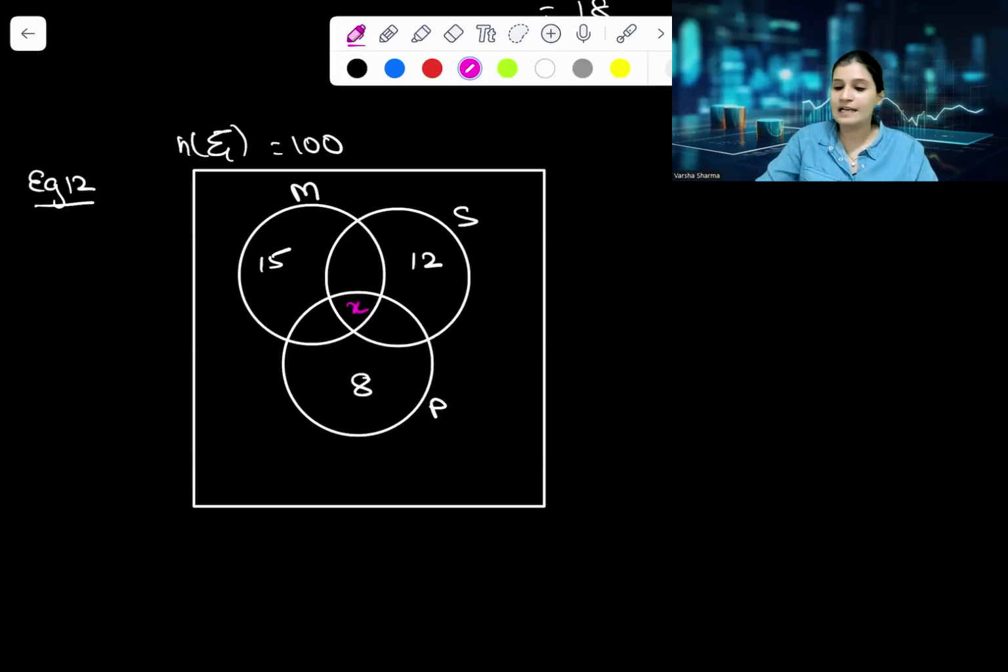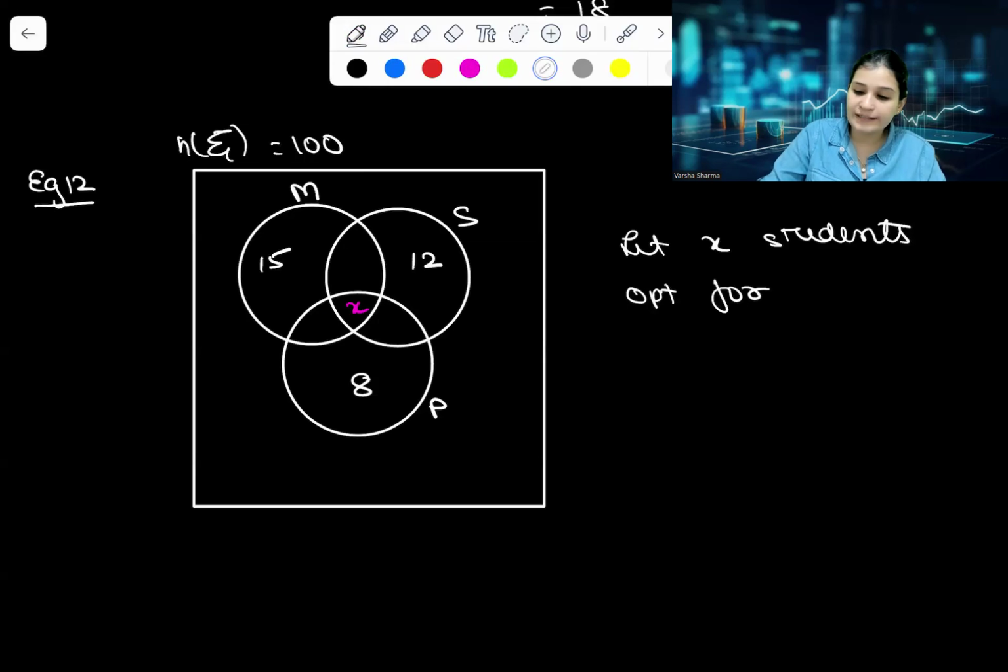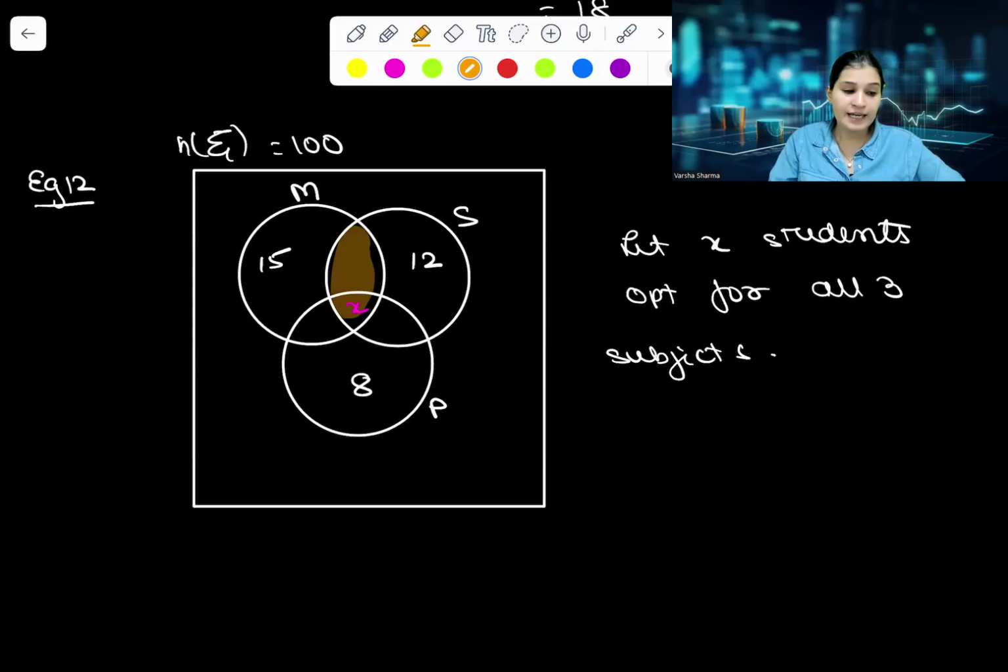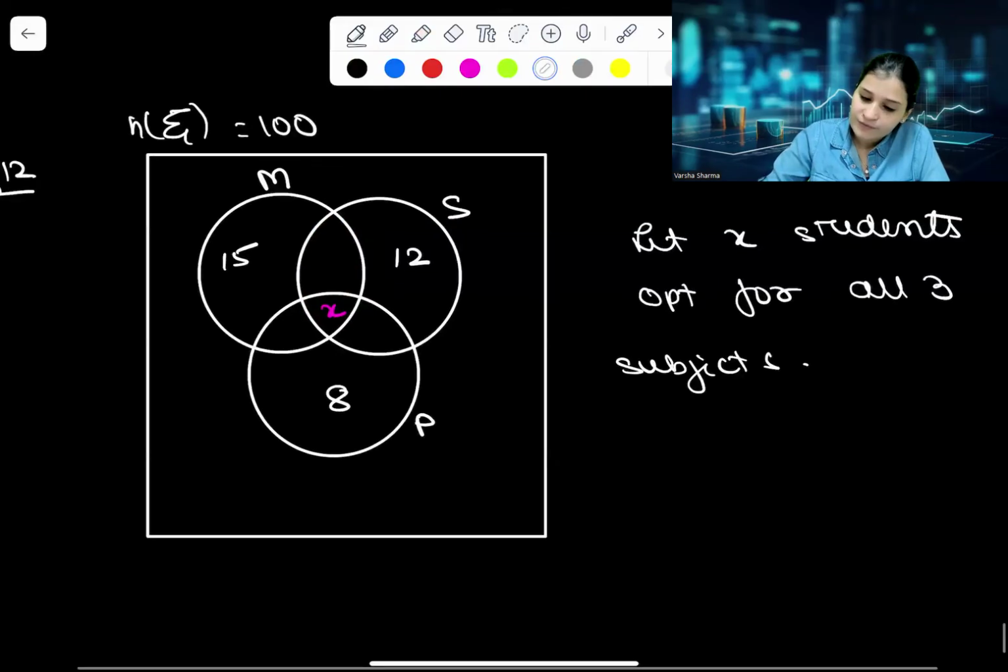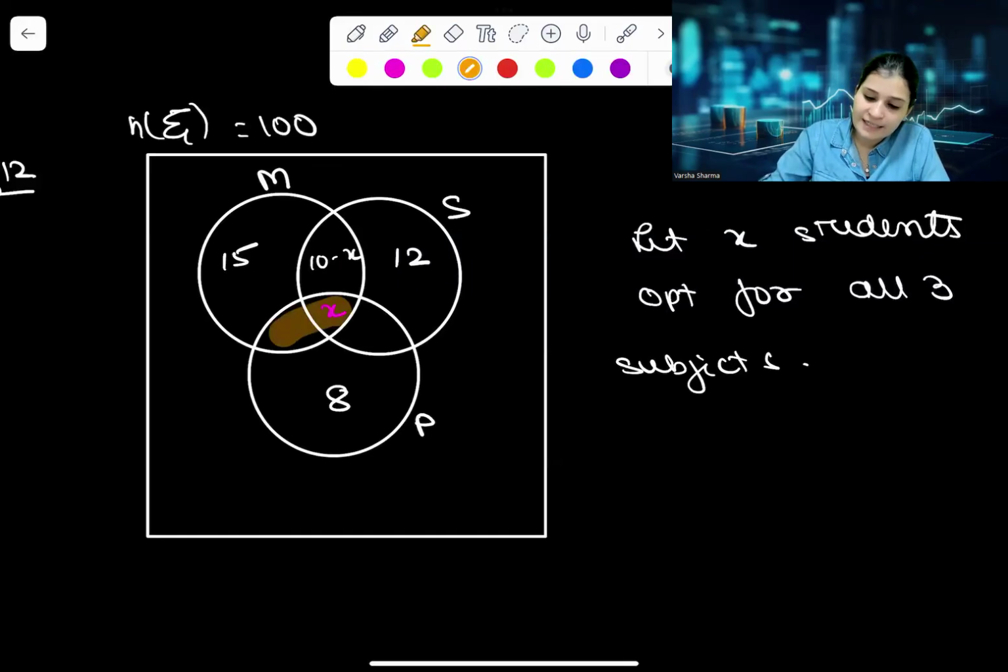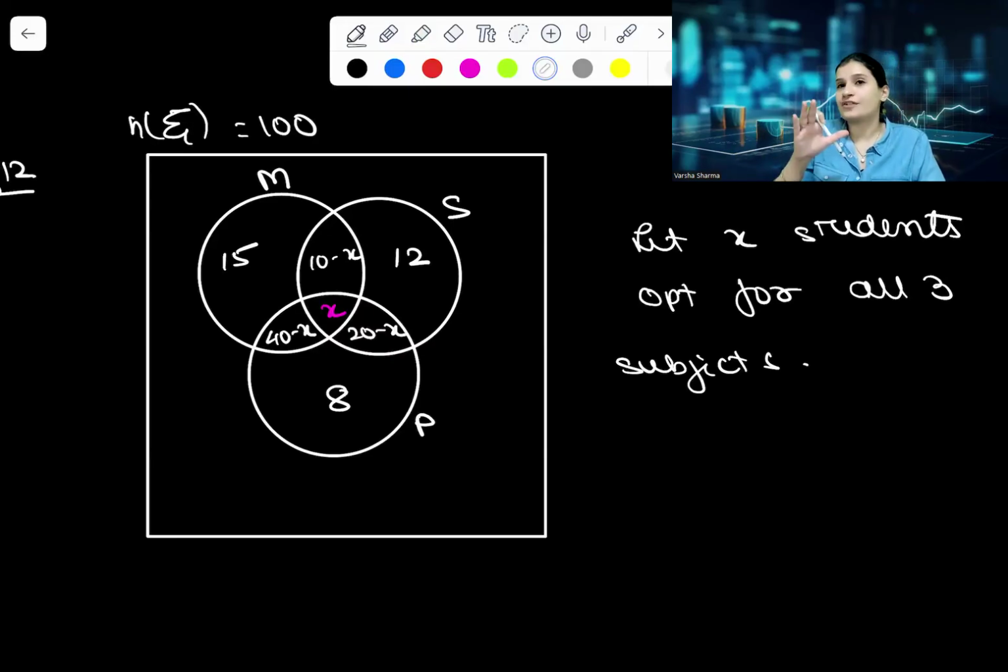So we will assume that X students opt for all three subjects. So automatically now in maths and stats, there were a total of 10, but X people are already sitting. How many left? 10 minus X. Then in maths and physics, we have 40 people. Out of those 40, X are already sitting. How many left? 40 minus X. And stats and physics, 20 minus X. So now we have filled all the regions, right?